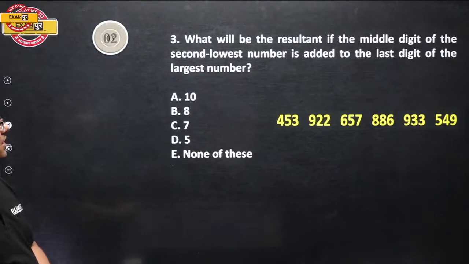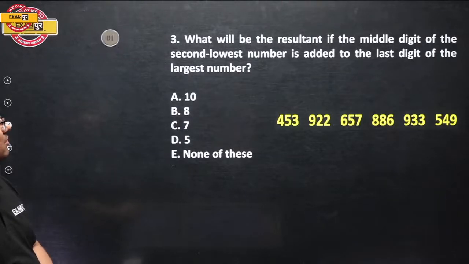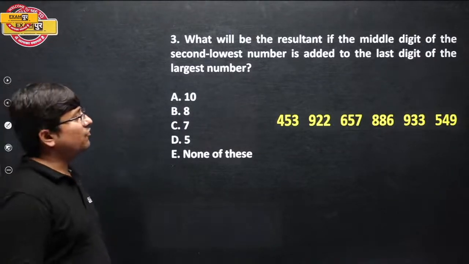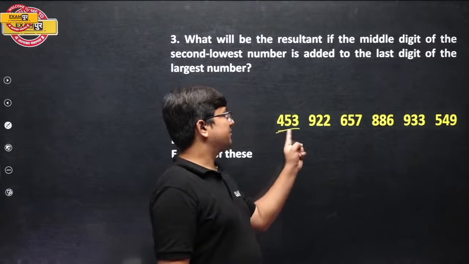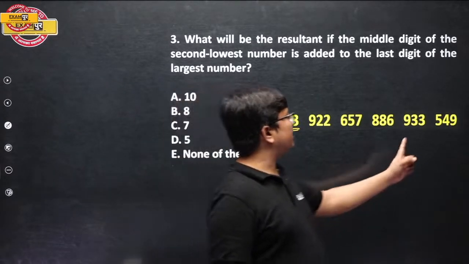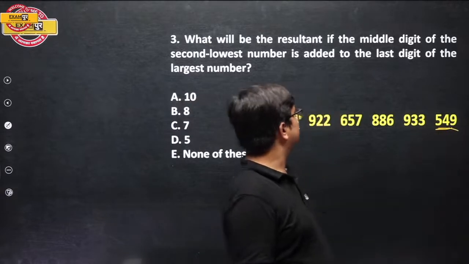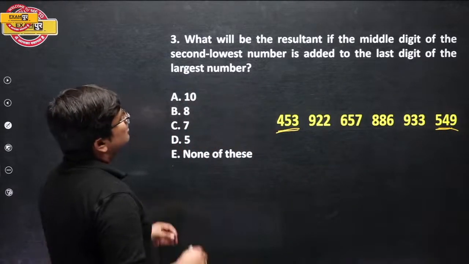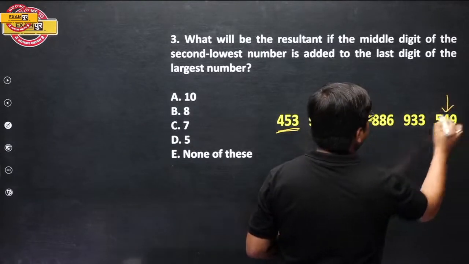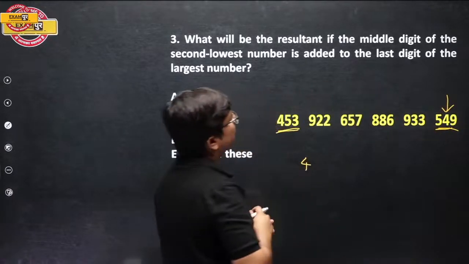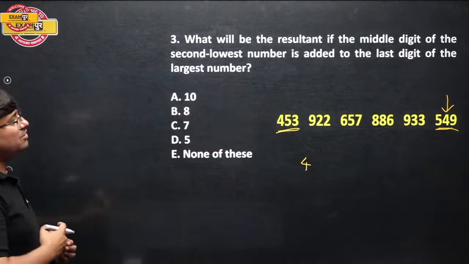What will be the resultant if the middle digit of the second lowest number is... See, what is the second lowest number? Lowest number is this. Second lowest number is this. And the middle digit of the second lowest number is 4.